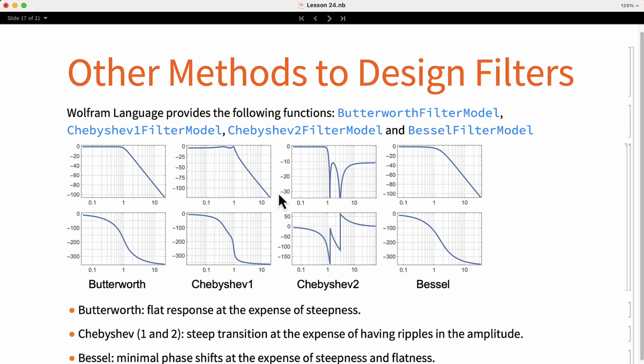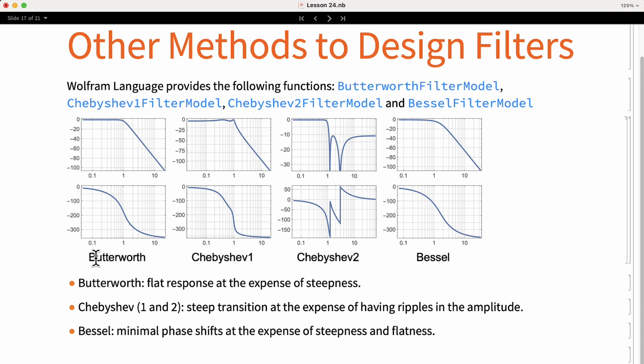We can summarize the methods as follows. Butterworth provides filters that have a flat response at the expense of steepness. The Chebyshev methods provide high steepness at the expense of ripples in the amplitude. In the plot we can see the ripples for a second-order filter and the steepness of the filter. The Bessel method provides minimal phase shifts at the expense of flatness. If we compare the Bessel filter against the Butterworth filter, we can see how the knee of the Butterworth filter is sharper, but the phase transition of the Bessel is smoother.